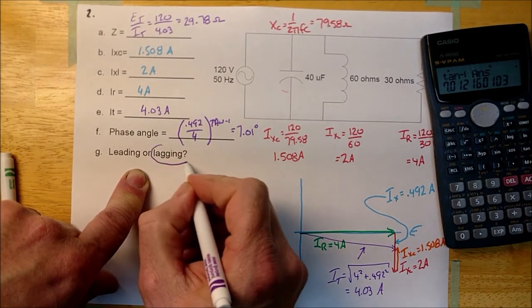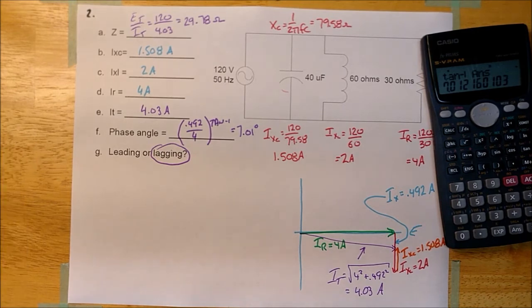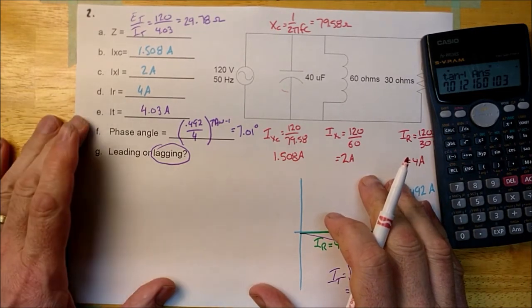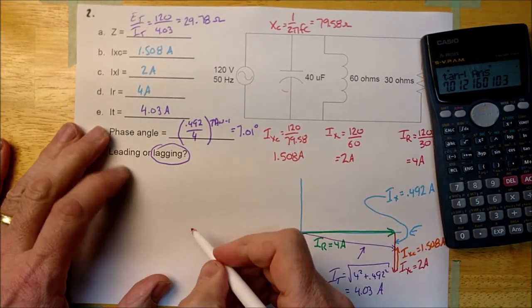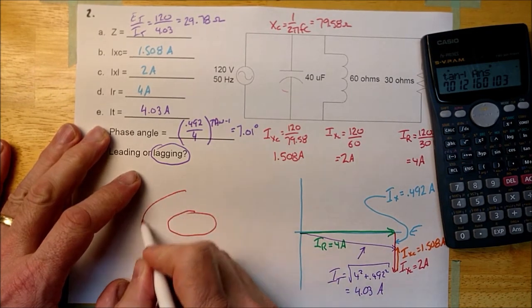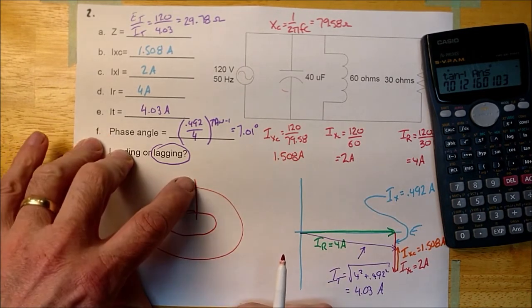All right, now, before we leave this, there is one other method that you can use to figure out whether the circuit's leading or lagging. It's what I call the NASCAR method. All right, guys? And the NASCAR method is this. Imagine a NASCAR track. The finish line is right there.